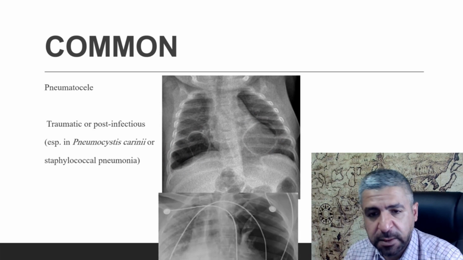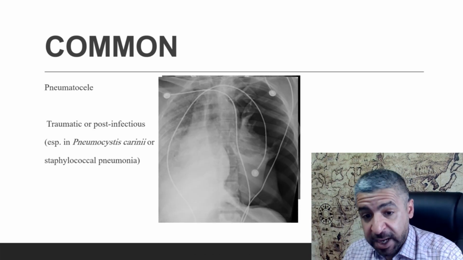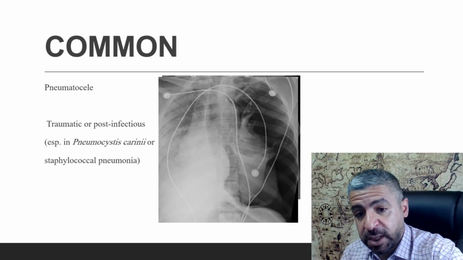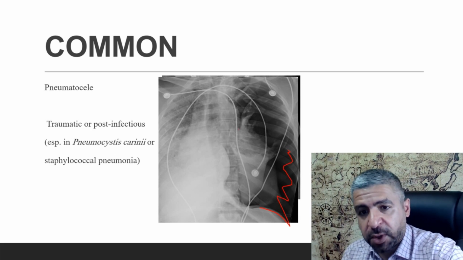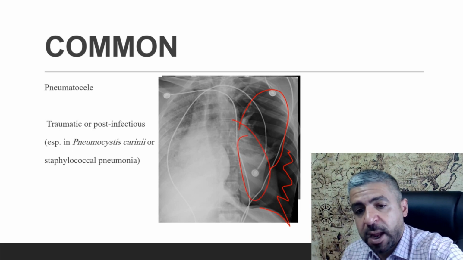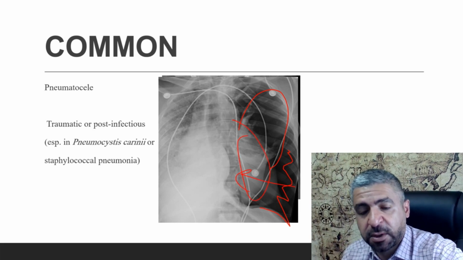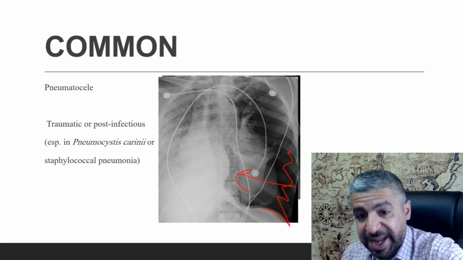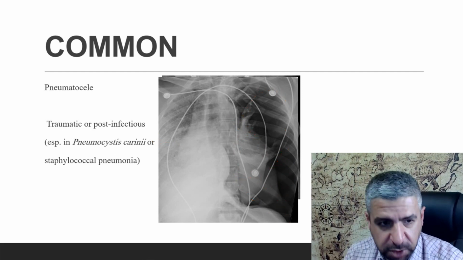It's an air-filled cyst. It can be very large, and if it ruptures, it can cause pneumothorax. So you can see this is the big cyst, and it's ruptured and causing collapsed lung and pneumothorax, and even causing mediastinal shift to the right side, which means tension pneumothorax. So this is an emergency.